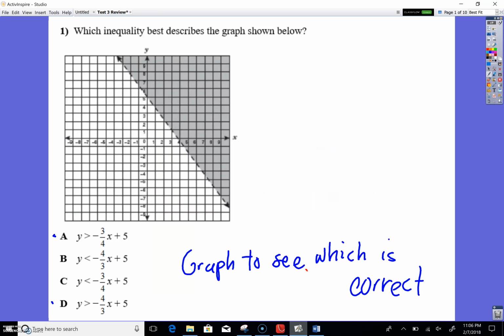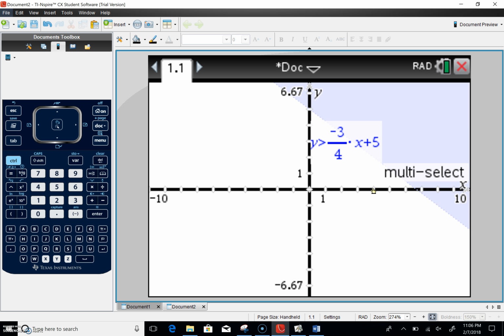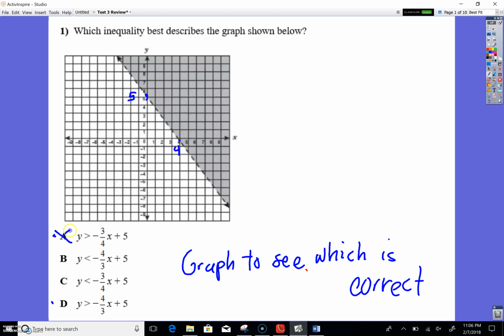This is 1, 2, 3, 4, 5. This is 5 here, and this is 4. 5, 4. Is that 5, 4? It's 5 here, but this isn't 4 here. 1, 2, 3, 4 should be right here. So this one is not correct.